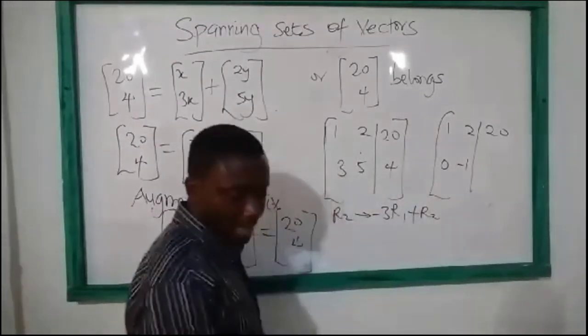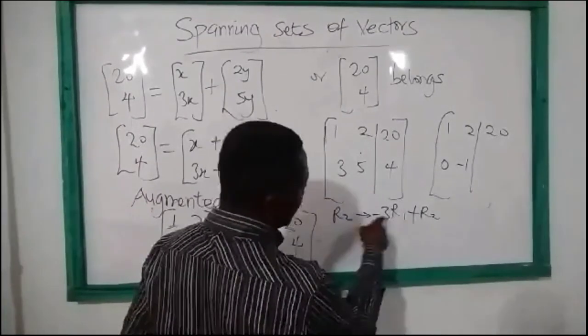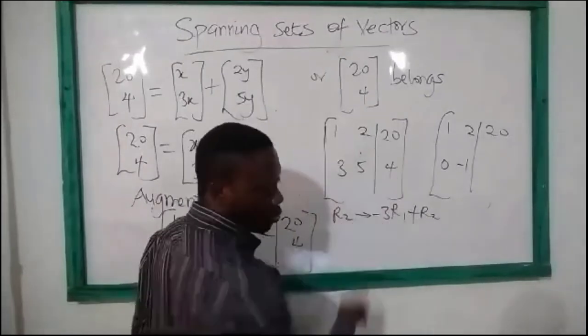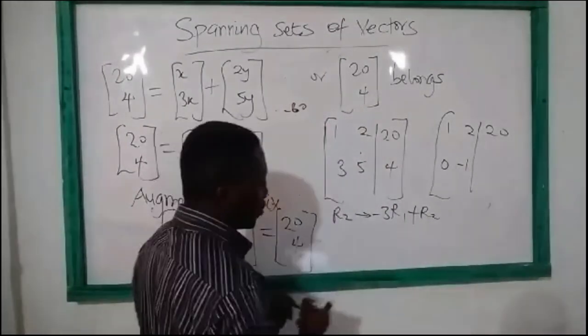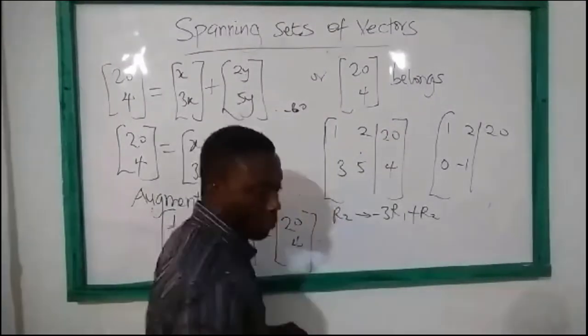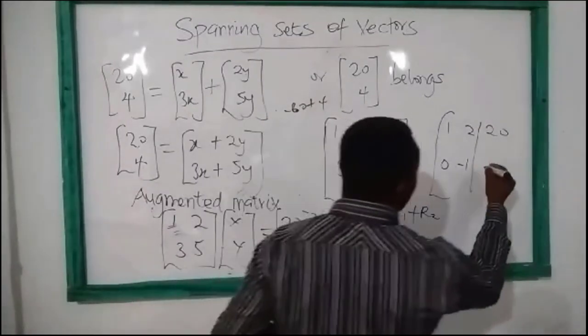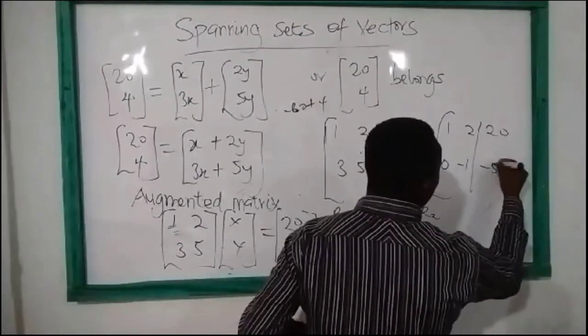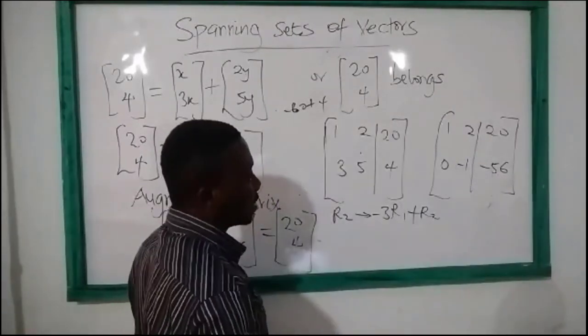We are going to get negative 1. Then we make progress. We are also looking at negative 3 of root 1, which is 20. So minus 60. Then plus root 2, which is 4. So we are going to get negative 56.